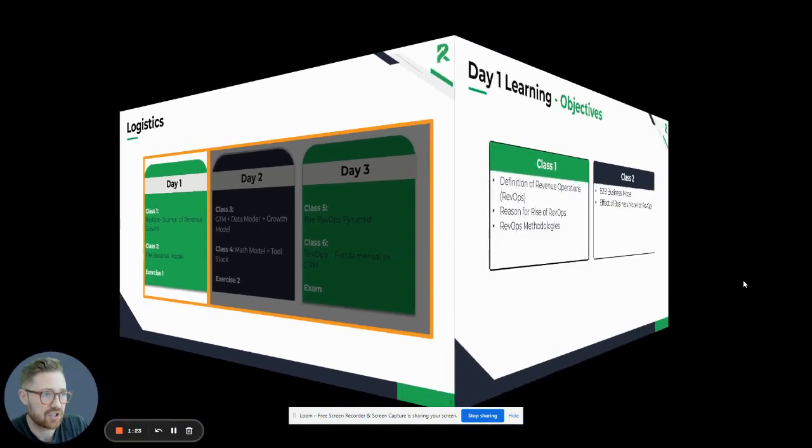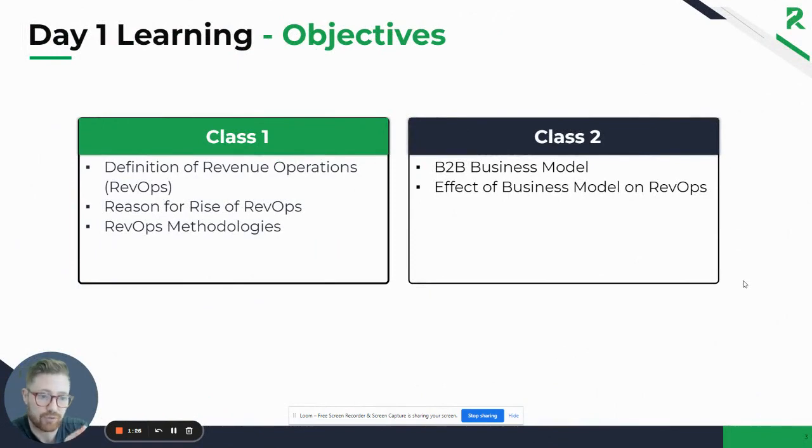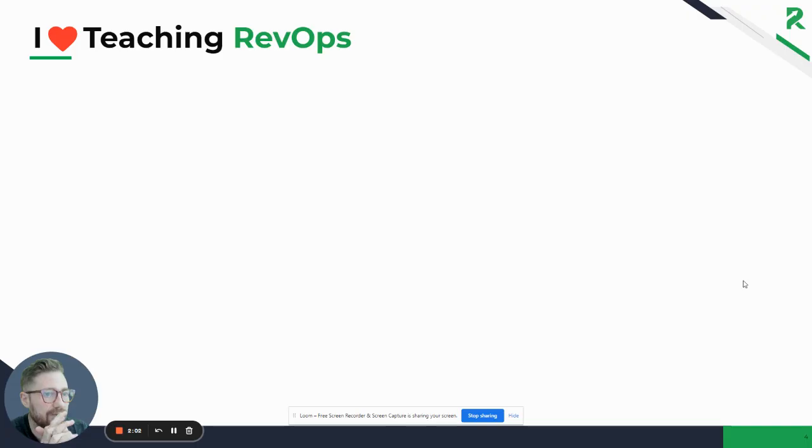Let us get started. Class 1, which is what we're on today. Then go to class 2. So class 1, basics. We're doing what is the definition actually of revenue operations? What's the reason for the rise? And what are some common RevOps methodologies and perhaps a framework from which we can execute all things just a tad bit better? For class 2, we'll be starting along in that framework where we'll do the B2B business model, which is the first portion, and then going over the effects of the business model on RevOps variables and things we need to consider as we start to think about what revenue operations is and how to build it. So let us go.